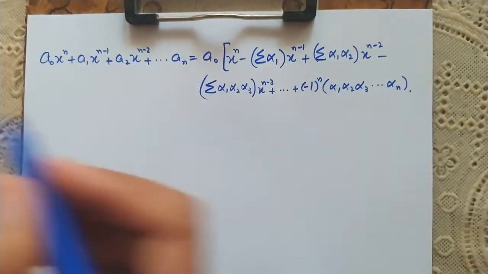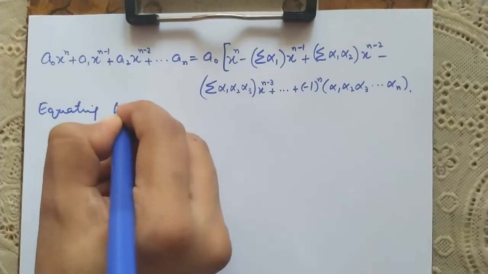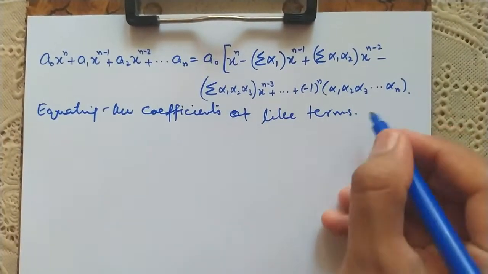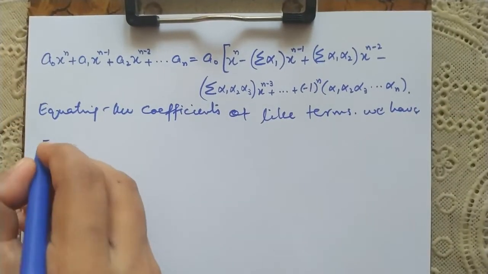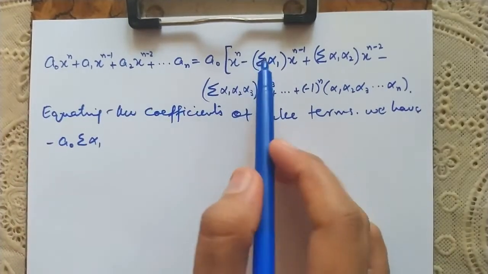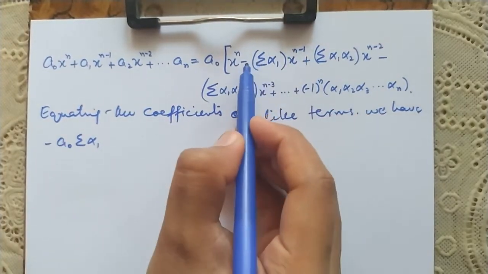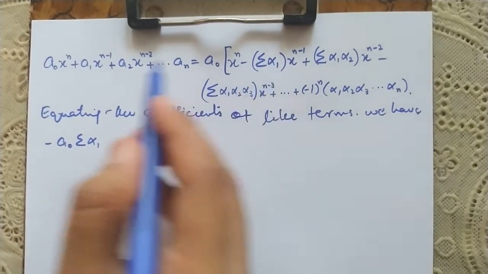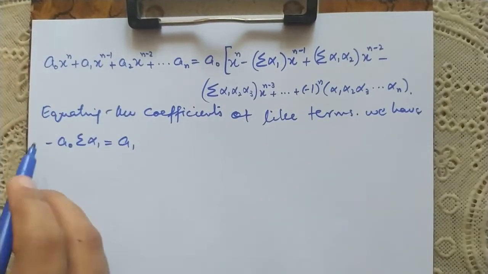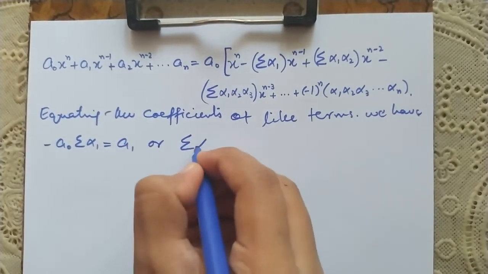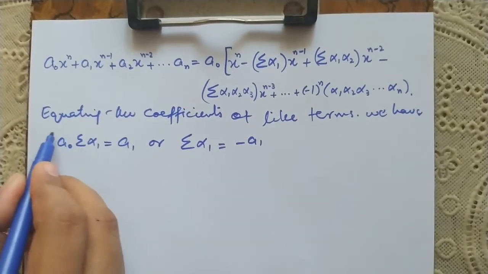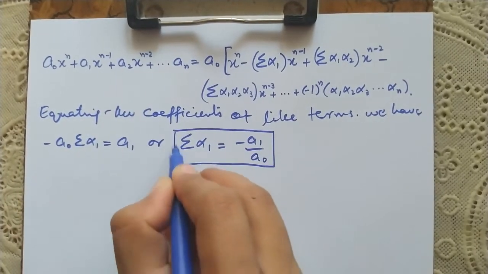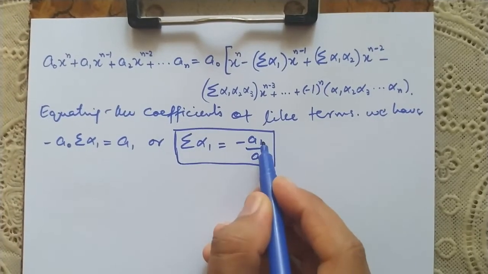Now equating the coefficients of like terms, we have minus a naught summation alpha 1. The coefficient of the term x power n minus 1 will be minus summation alpha 1, and it is multiplied by a naught. So the coefficient is minus a naught times summation alpha 1, and the coefficient on this side is equal to a 1, right? Or you can write summation alpha 1 is equal to minus a 1 upon a naught, dividing by minus a naught. It is the first relation, the sum of the roots is equal to minus a1 upon a naught, and you know what a1 and a naught are.